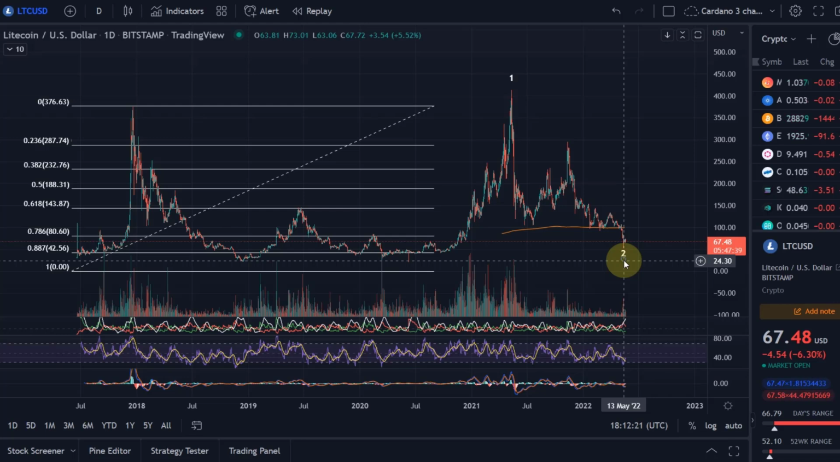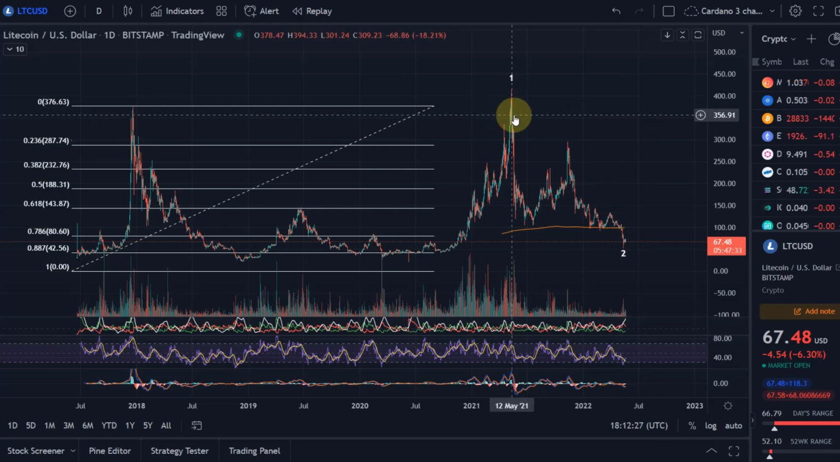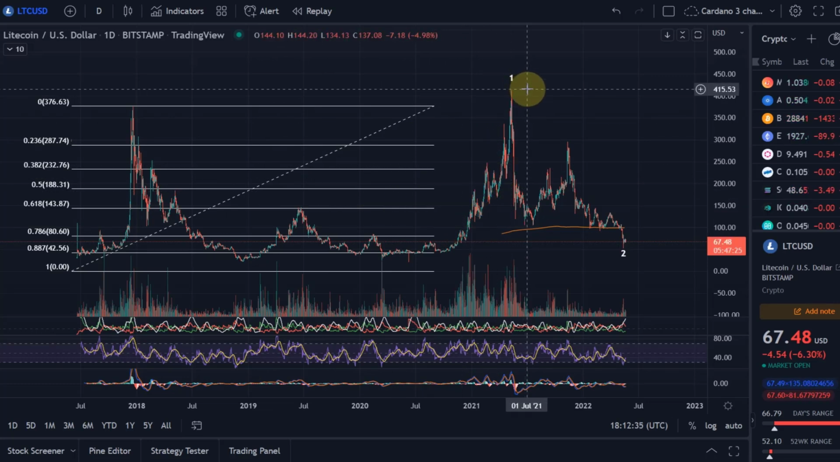We need to understand that, but it just shows the potential in this chart, especially as in the recent bull run in 21, it actually made a higher high. Not all cryptos made a new all-time high, even though this is only barely a new all-time high.